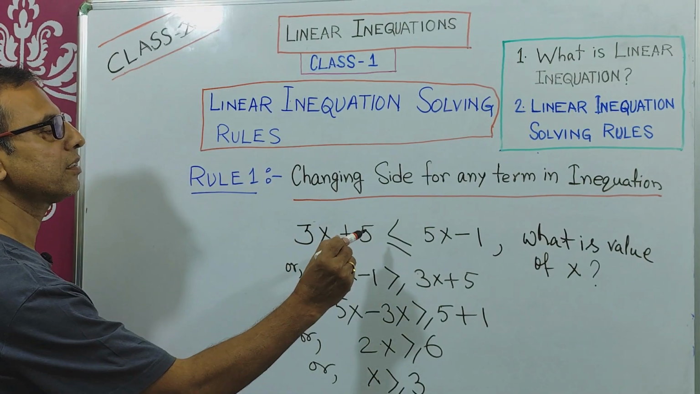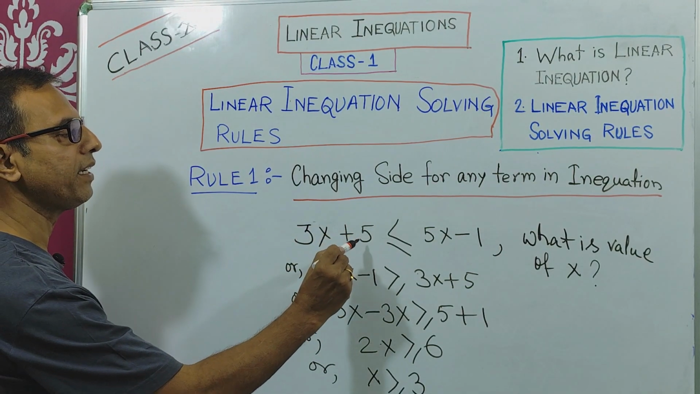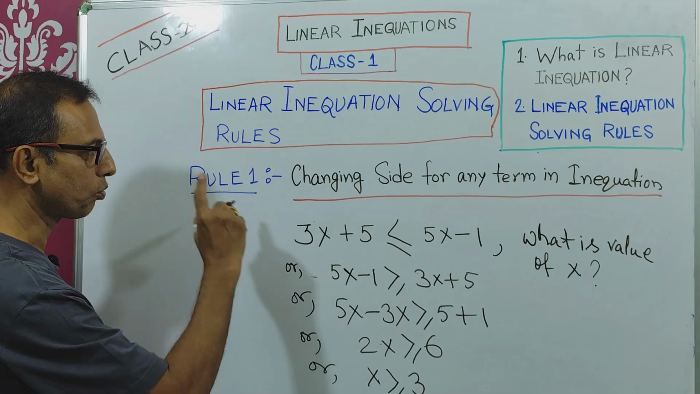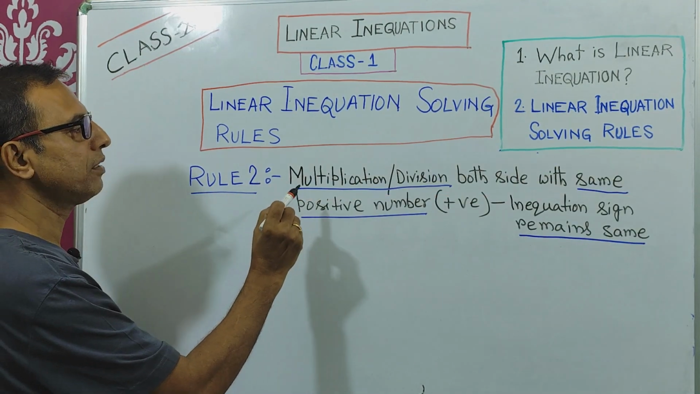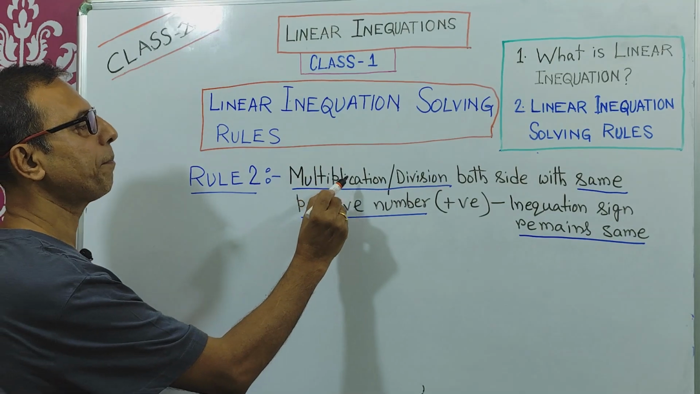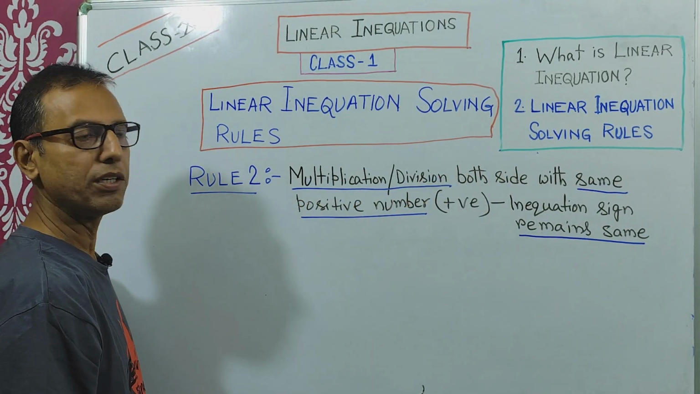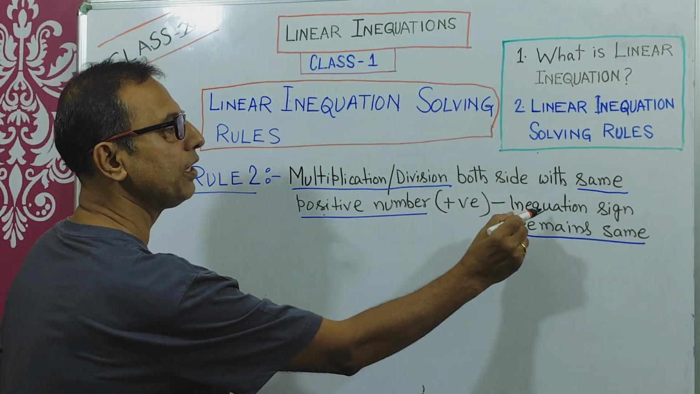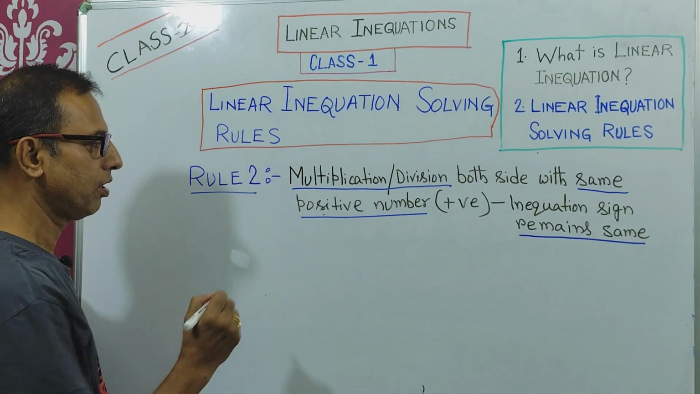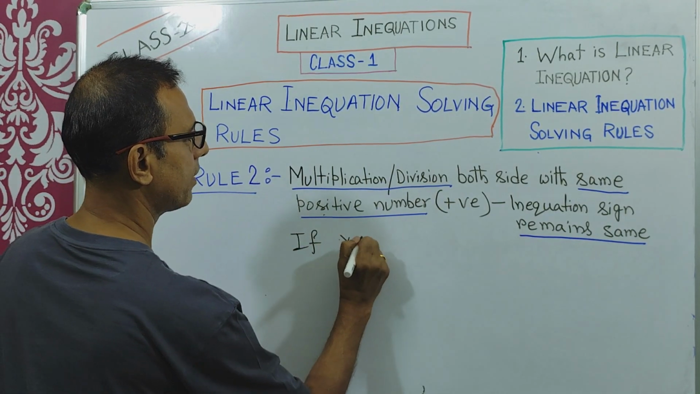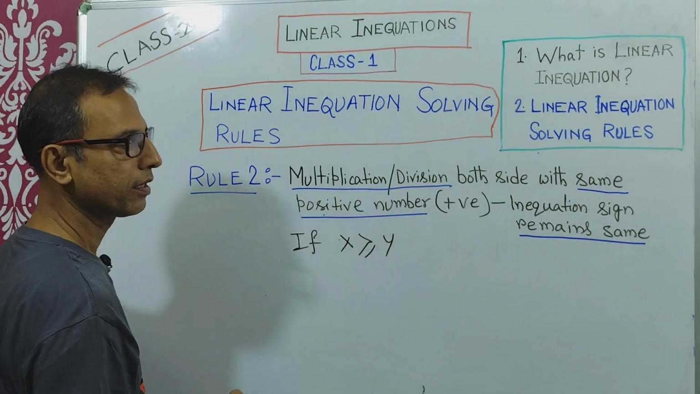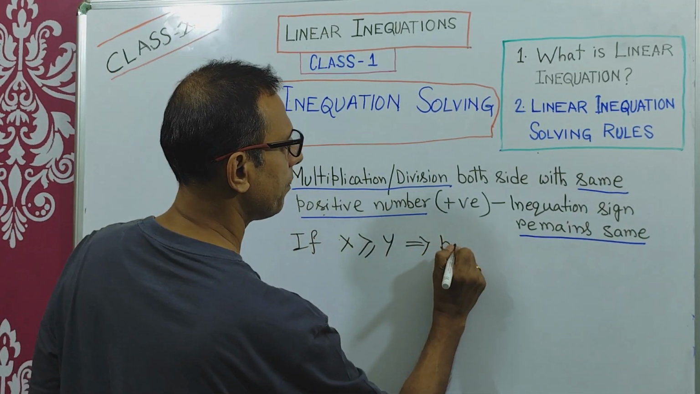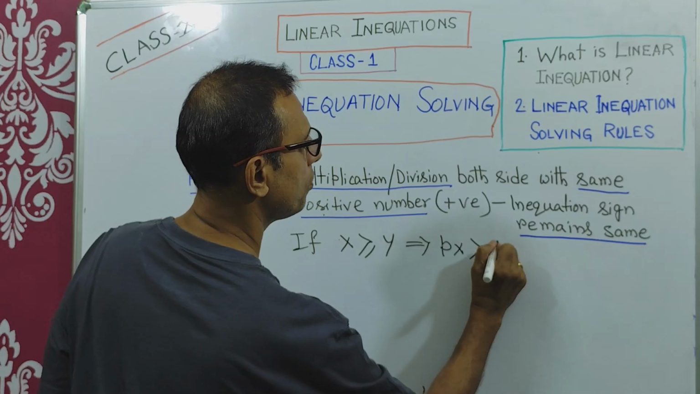Right. So changing the side of any term in an inequation actually changes the sign of that term. That is rule number 1. Rule number 2: in a given inequation, if you multiply or divide both sides by the same positive number, mind it, the same positive number, then the inequation sign remains the same. There is no change. So if x is greater than or equal to y, and you multiply both sides by p, then px is greater than or equal to py.